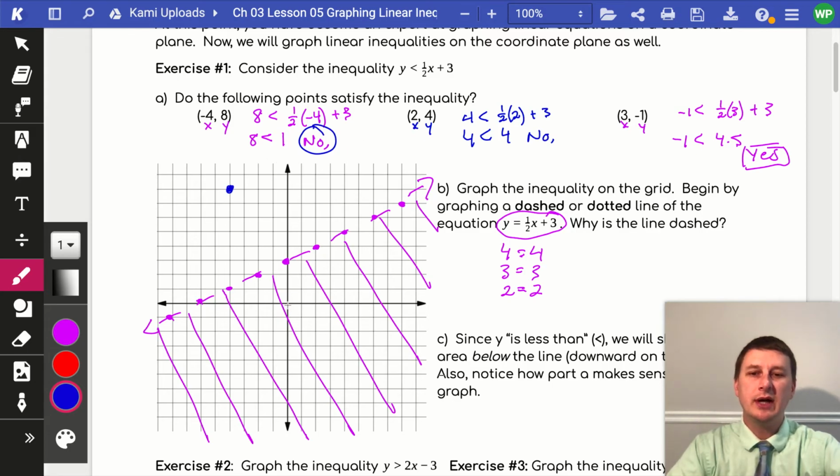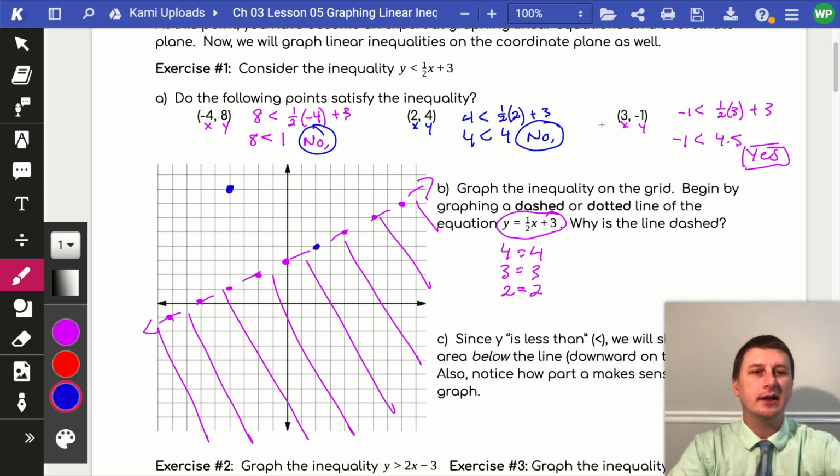Let's look at the point 2, comma 4. 1, 2, comma 4. Oh, that point's on the dashed line, but it was not a solution. That means any point that's on the dashed line is not a solution to the inequality. It's because 4 is not less than 4. Remember we said before, the points on the line make it equal, but we're not equal here. We're less than only. So this is not a solution. That's why we said no for this one.